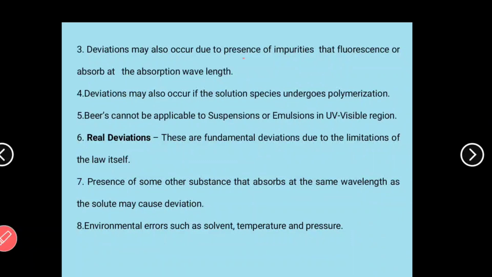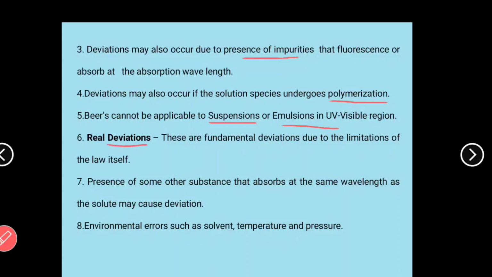Deviations may also occur due to the presence of impurities that fluoresce or are absorbed at the absorption wavelength. Deviations may also occur if the solution species undergo polymerization. Beer's law cannot be applicable to suspensions or emulsions in the UV region.